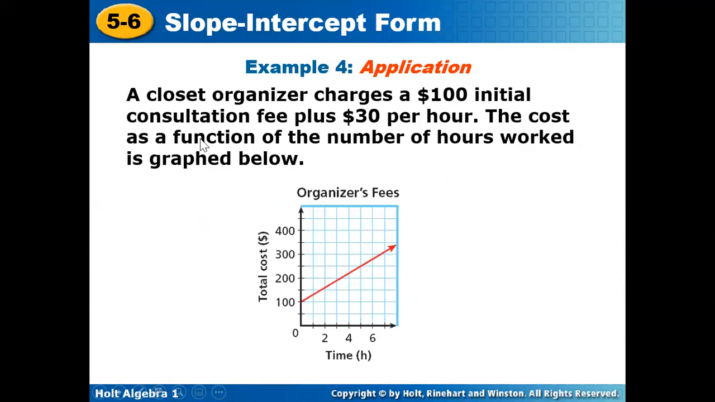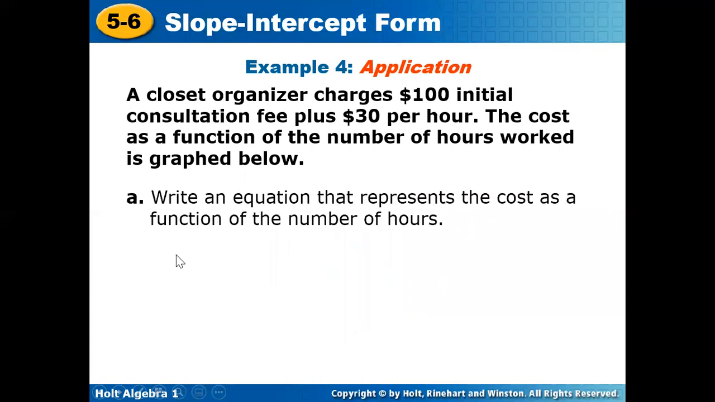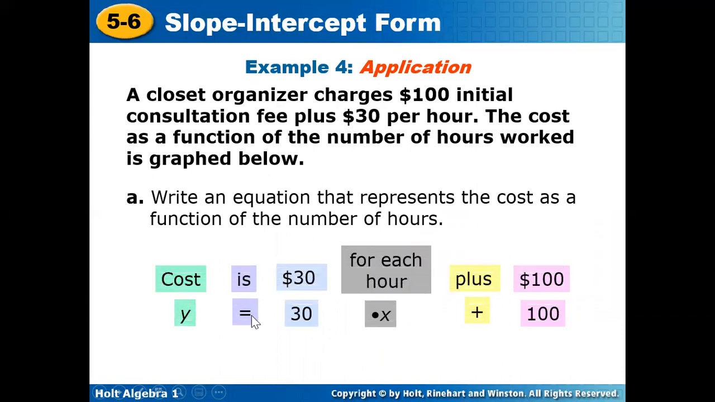It's a word problem. A closet organizer charges a $100 initial consultation fee plus $30 per hour. The cost as a function of the number of hours worked is graphed below. Write an equation that represents the cost as a function of the number of hours, right? $30 per hour, so it's going to be 30x. And then if the initial consultation fee is $100, that will end up being your y-intercept. Y is equal to $30 per hour, 30 times x, plus your original $100. Write it out like that, and you have your equation.